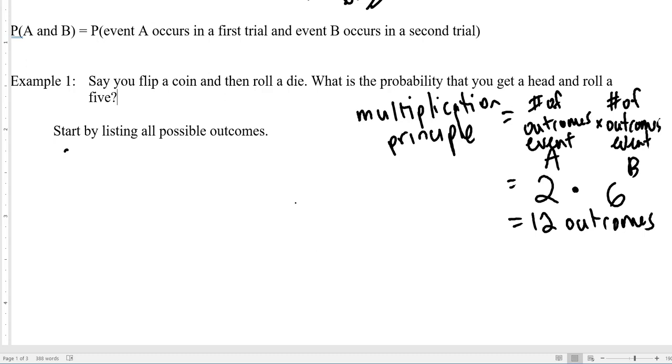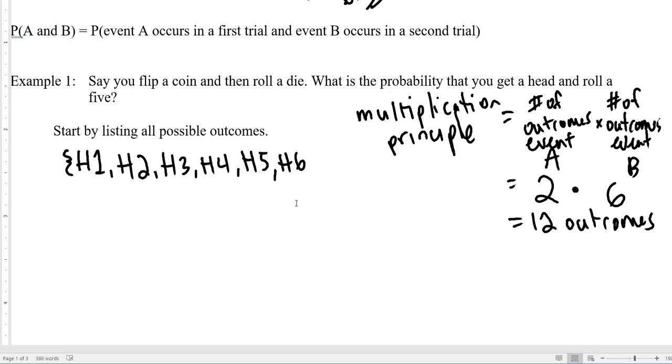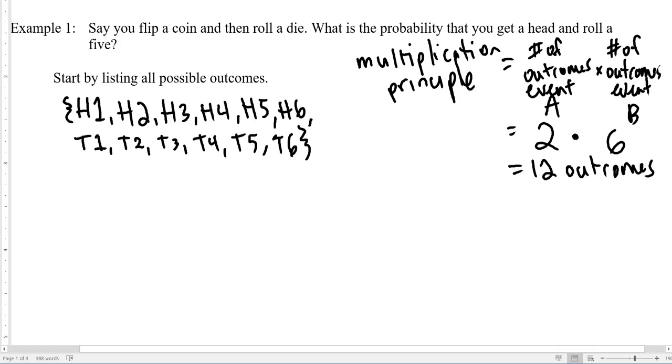Let's list that out. Let's start by saying, okay, we could flip the coin, get heads and a 1. Or heads and the die could give us a 2. Or heads and, heads and, heads and, heads and. So all the heads could be matched with the numbers 1 through 6. Or we could get tails with 1, tails 2, tails 3, tails 4, tails 5, tails 6. And that would be all the outcomes. Notice how many there are. So the sample space is those 12 outcomes.